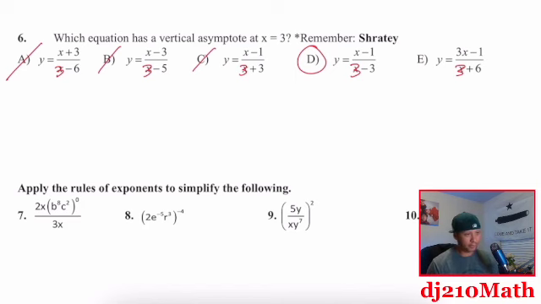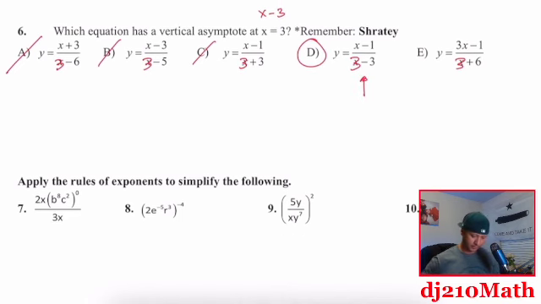Right? Vertical asymptotes happen when the denominator is equal to 0. Since they said x is equal to 3, we know that we teach that the inside lies. So we're actually looking for an x minus 3. And that was it, right? X minus 3. This isn't so bad.